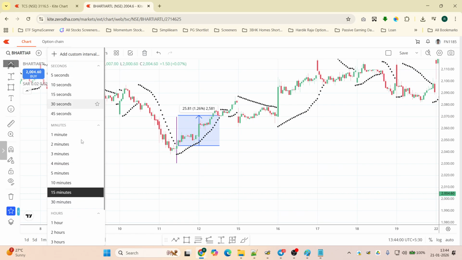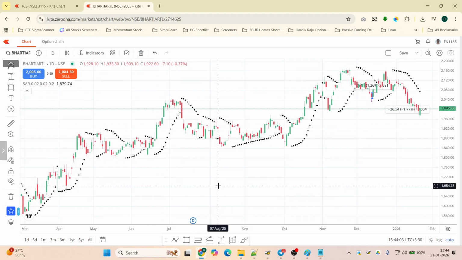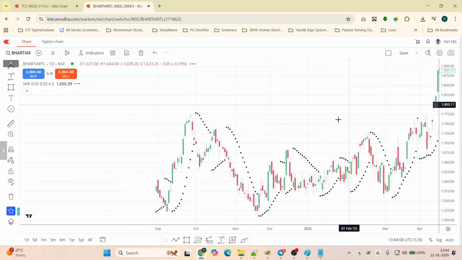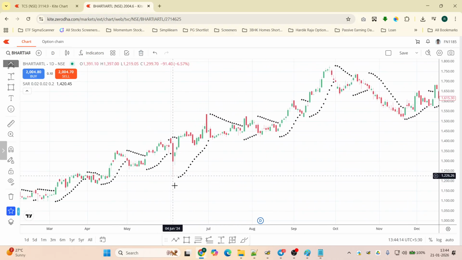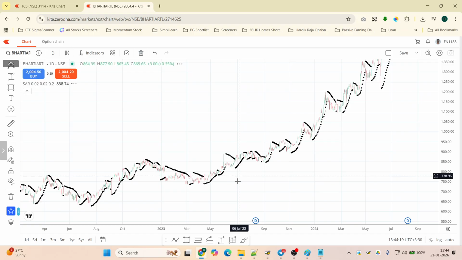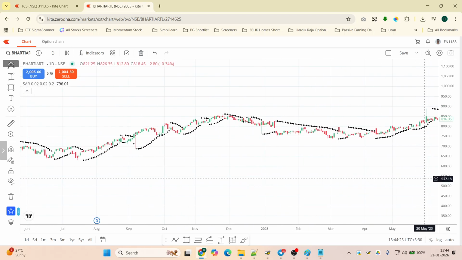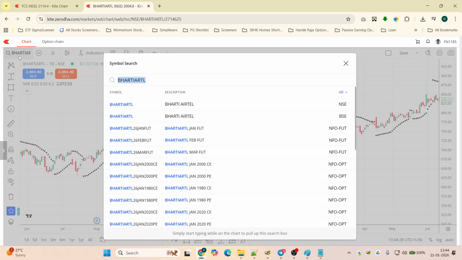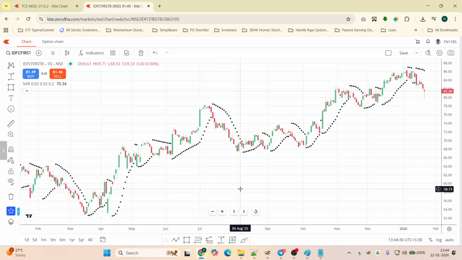right? Let us now go to a higher time frame, like say a day time frame, and let us check if there is any difference, guys. You can see here, guys, the plot is getting slow, guys. So Bharti Airtel is not that much of a thing. Let us try with a different one, guys. IDFC First Bank, right, guys? So you can see here, right?